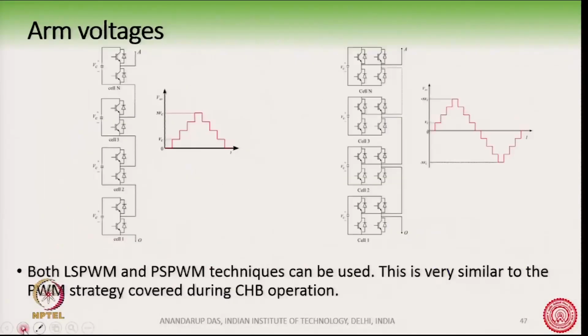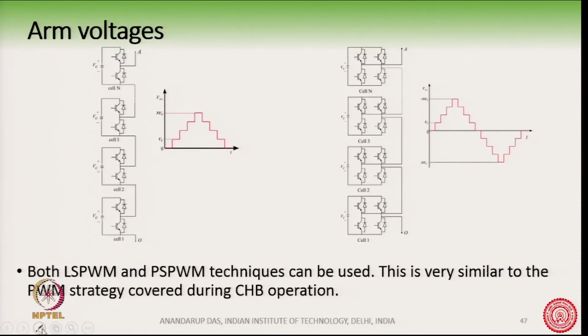We will use one PWM technique to compare this reference signal with the carriers, and then accordingly switch the switches in the cell. Before I go there, let me recap that the arm voltage from the half bridge is unidirectional in nature, while the arm voltage from a full bridge is bidirectional in nature. So, this is what is going to be produced from the arms.